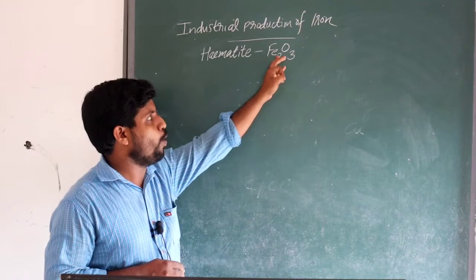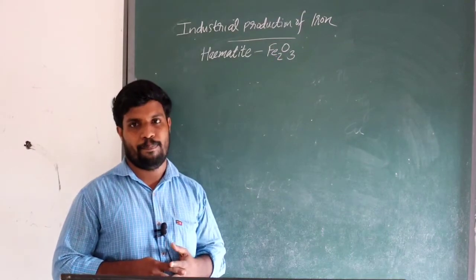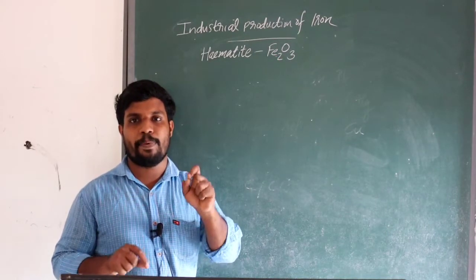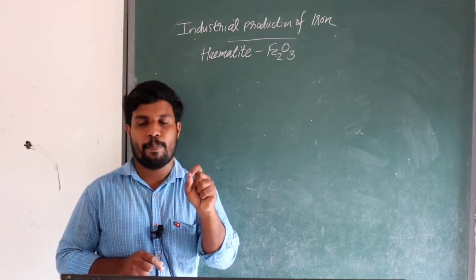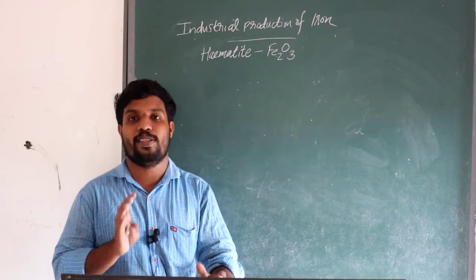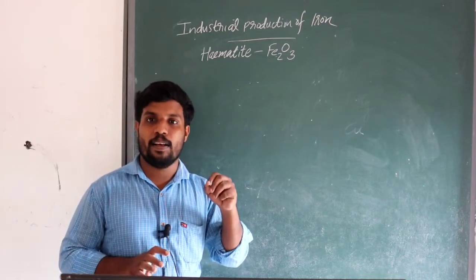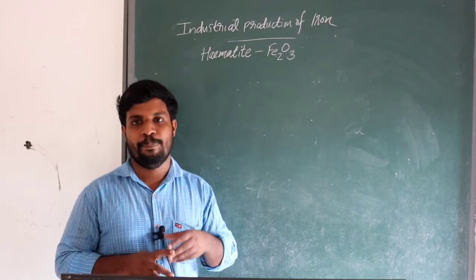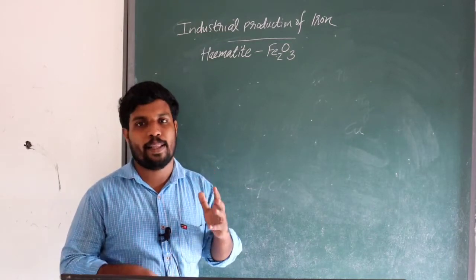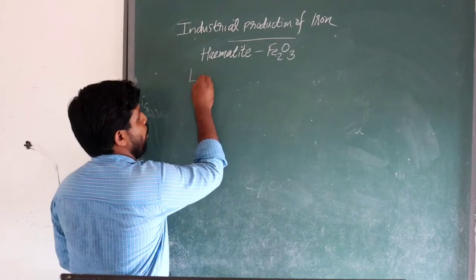The molecular formula of hematite is Fe2O3. The impurities that are present in hematite have low density, so that we can concentrate the ore. The first step is the concentration. We can concentrate the ore by the method of levitation or hydraulic washing.